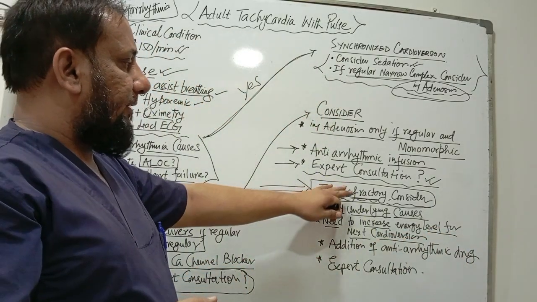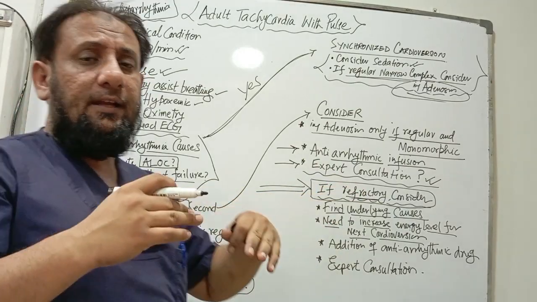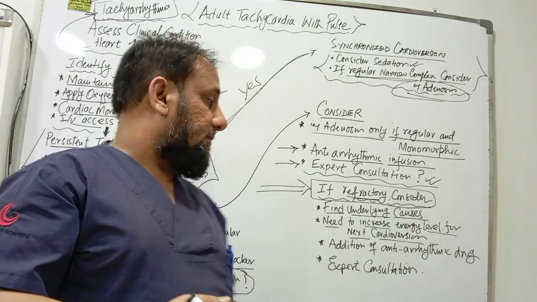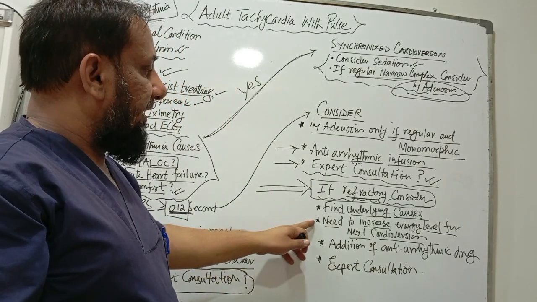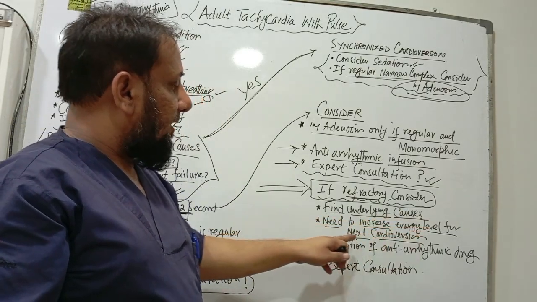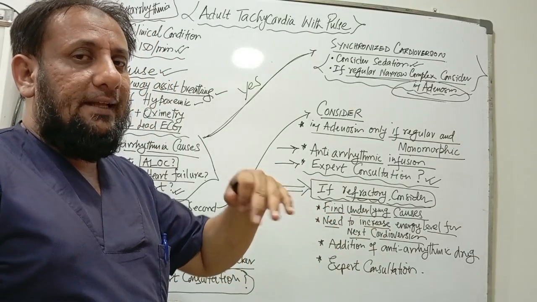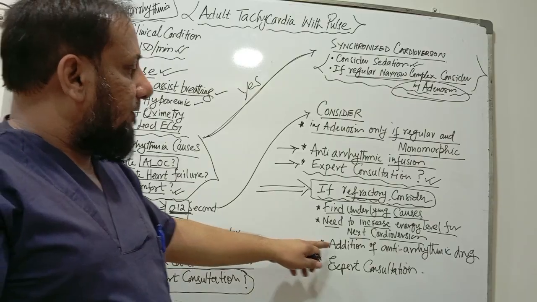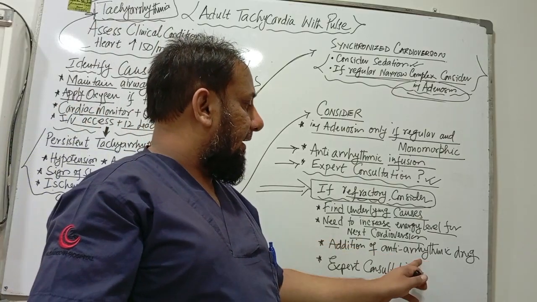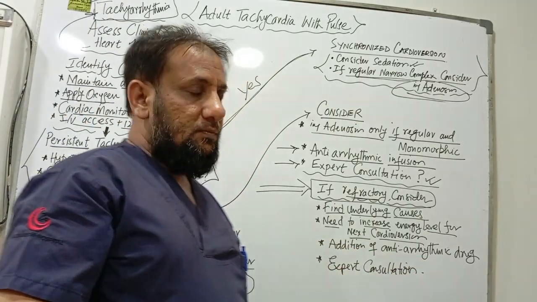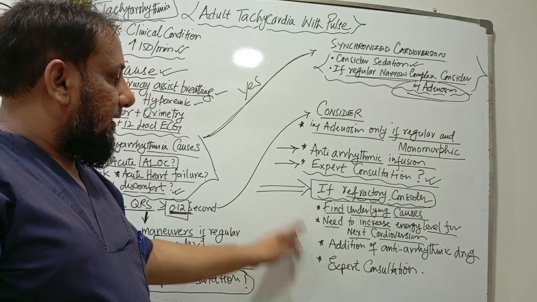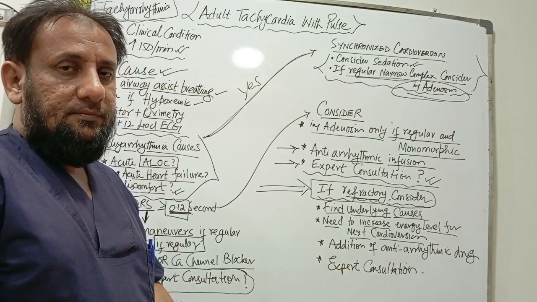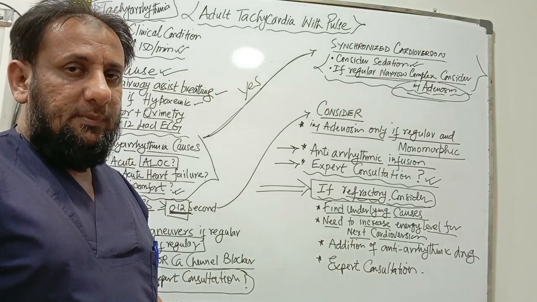In the refractory tachycardia, you have already given 2 to 3 shocks. You need to increase the energy level for the next cardioversion, meaning the next shock, and need to add antiarrhythmic drugs. And in the last, you will take the expert consultation to resolve the tachyarrhythmia.